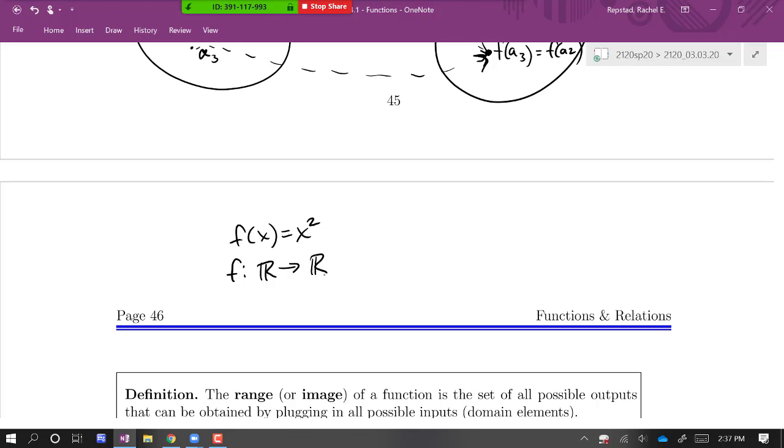Now I could always define the function and say, I'm going to define this function to map from the reals into the non-negative reals. And then by artificially restricting that codomain, I could say the range is the same. But generally, they don't have to be the same. There is that containment relationship.